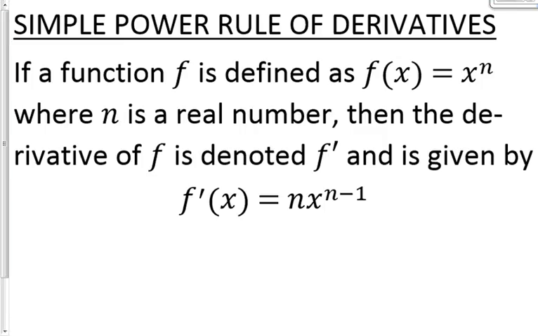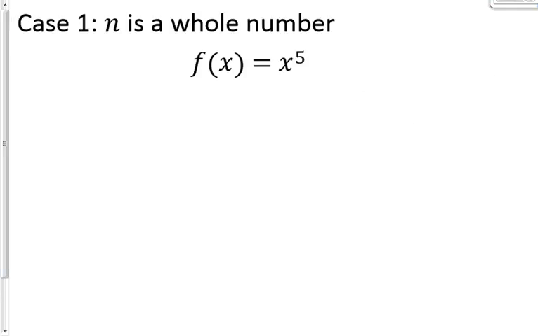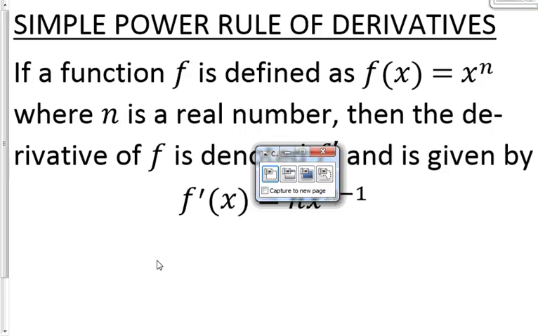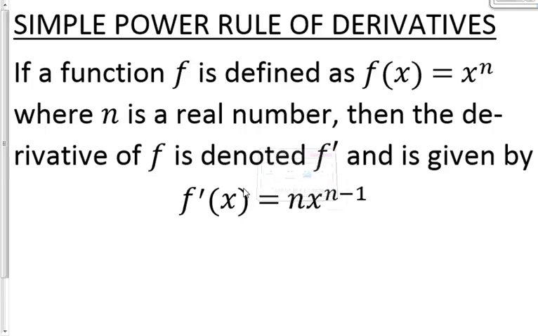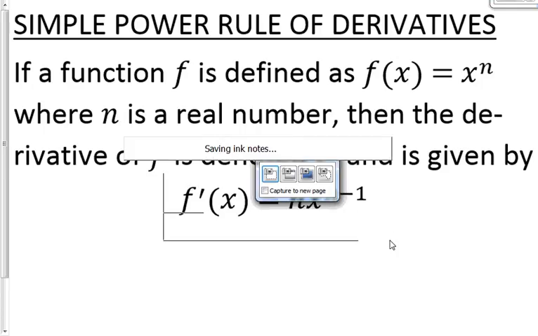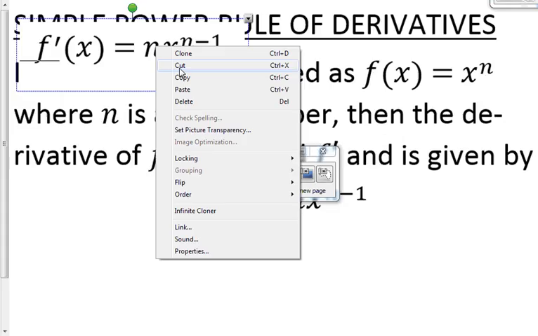All right. Now this works on different kinds of functions. Let's look at a few cases where this would work. Case 1 is where n is a whole number. So n is a number like 0, 1, 2, 3, 4, 5, 6, and so forth. In those cases, when you're calculating the derivative, this is the rule for finding the derivative. Let's take that along with us.